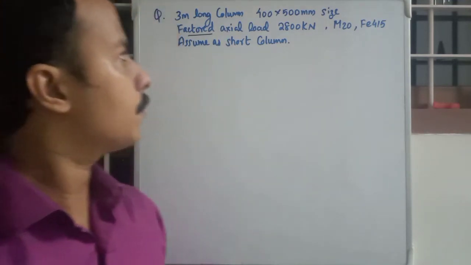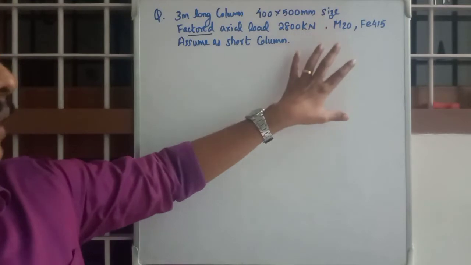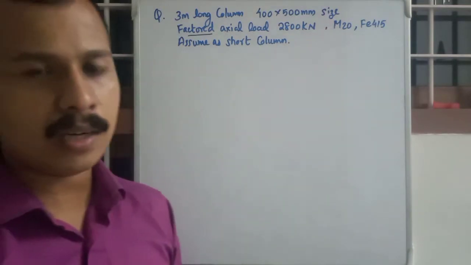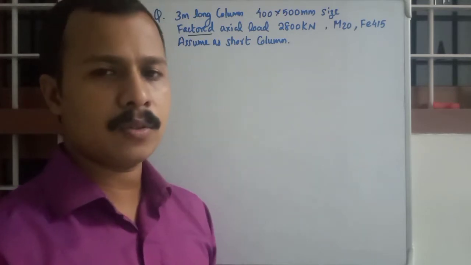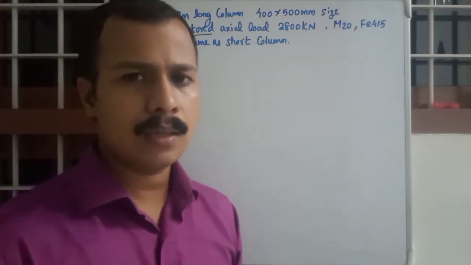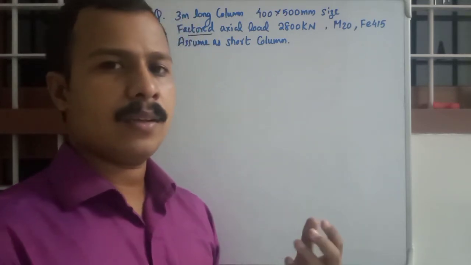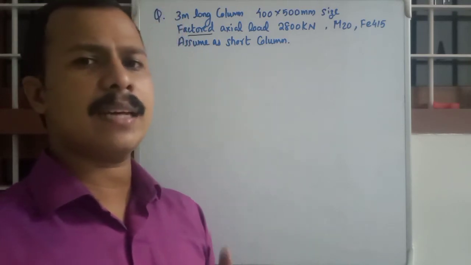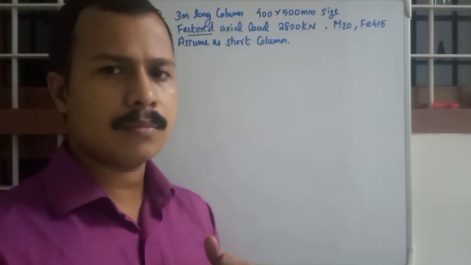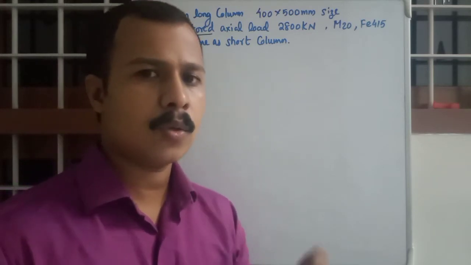Okay, so we have the details. Now we will start the design. It's much easier to design a column than any other RCC structural elements, because all the details are in the IS code. So we will start.